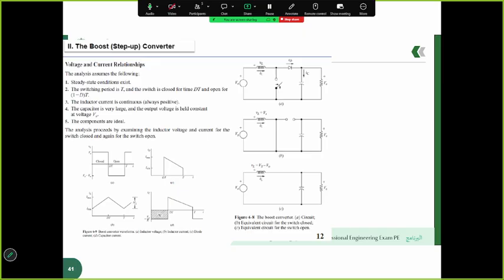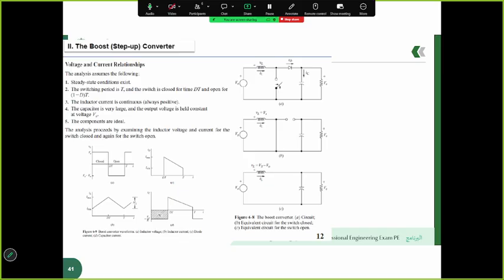Okay, the boost converter is a type of DC to DC converter that produces an output voltage that is greater than the input voltage. The slide breaks down the analysis by examining the sequence of operation in two key intervals: when the switch is closed and when it's open.